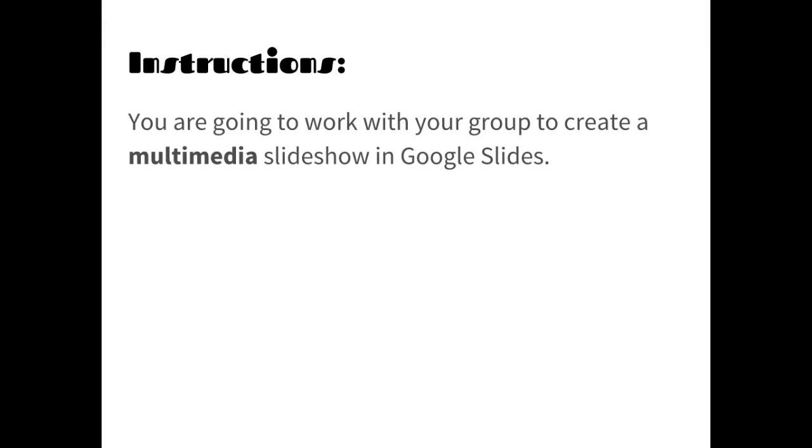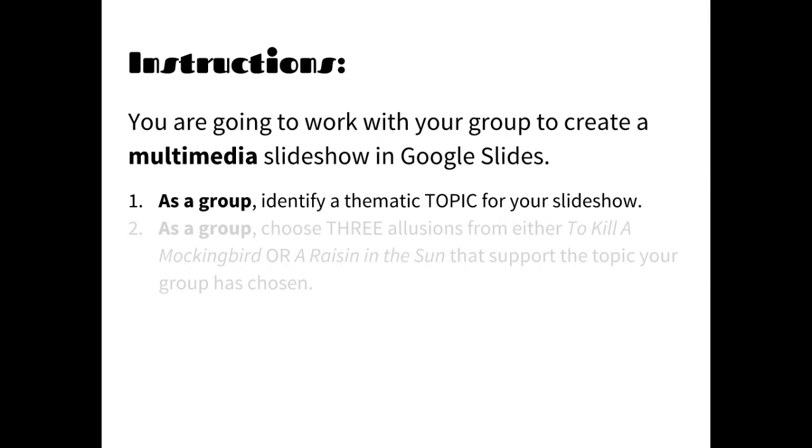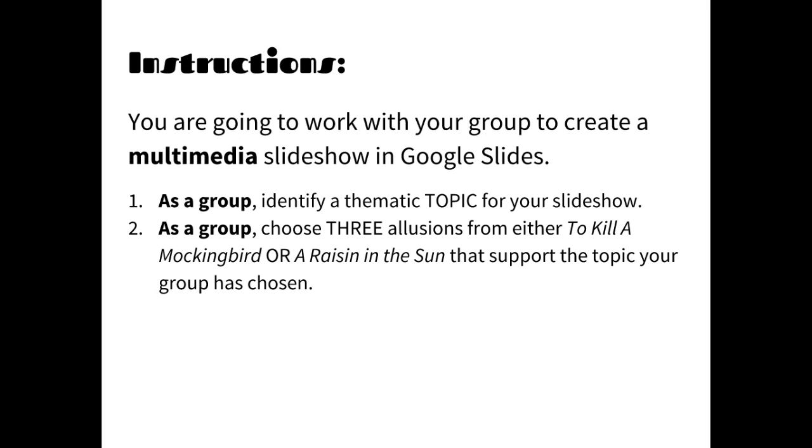All right, here are the specific instructions. You're going to work with your group to create a multimedia slideshow in Google Slides. This assignment is being completed in Google Classroom. All right, the first thing you need to do is, as a group, you need to identify a thematic topic for your slideshow. Now, if you are choosing to do A Raisin in the Sun, you need to make sure that you've already got these. You've got them on your index cards. You've already identified topics.